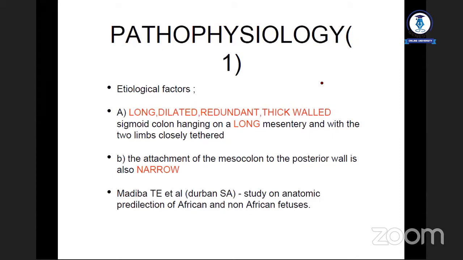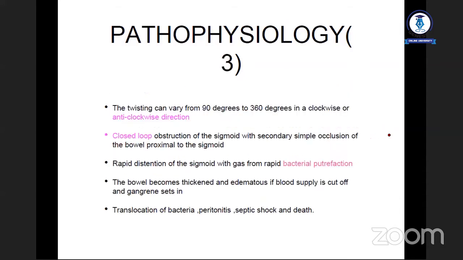Pathophysiology, these are actually quite simple. What happens most of the time, there is edema because the blood supply is hampered. Most of the time, the venous supply is cut off before the arterial supply, and as a result, there is a lot of edema. And edema exacerbates the pressure on the blood vessels and on the intestine, and as a result both vascular and luminal obstruction take place. Twisting can be both clockwise and anti-clockwise, but anti-clockwise is more common, and the twisting can vary from 90 degrees to 360 degrees.